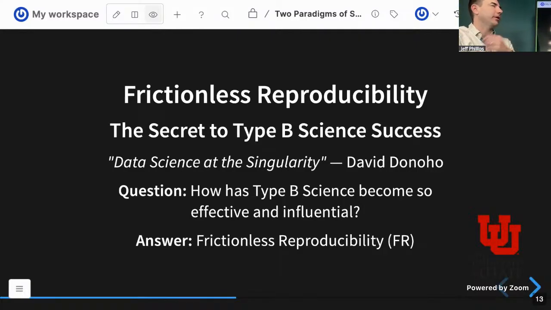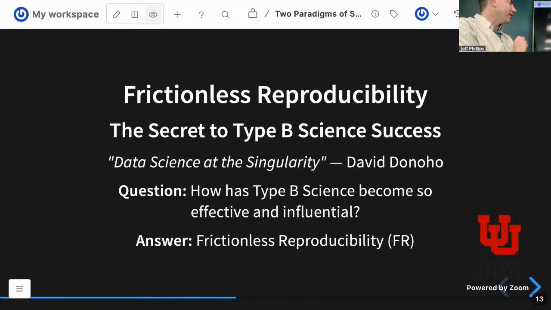He wrote this paper, a point of view, called Data Science at the Singularity. And it's like, what is the history of data science, how is it converging and moving as fast as it's moving? How have we seen so many new scientific discoveries recently, and what is facilitating this fast increase in scientific discoveries? And I view this as how has science, type B science, become so effective and influential?